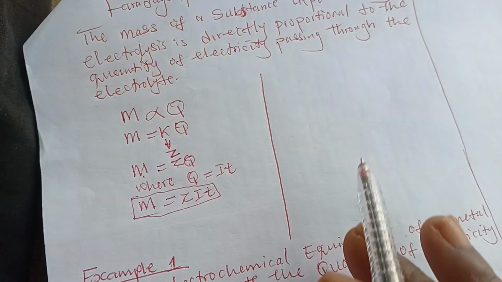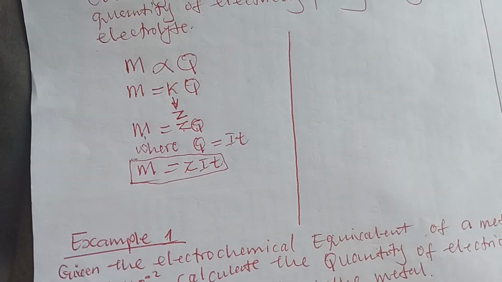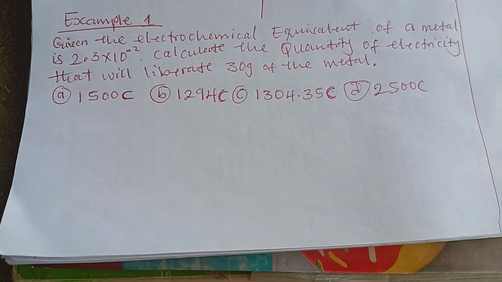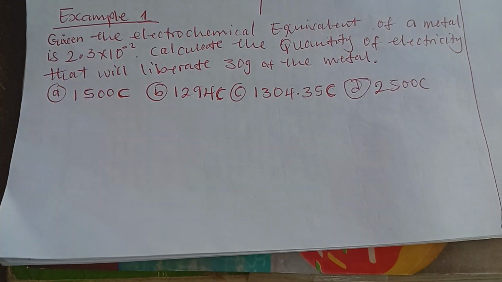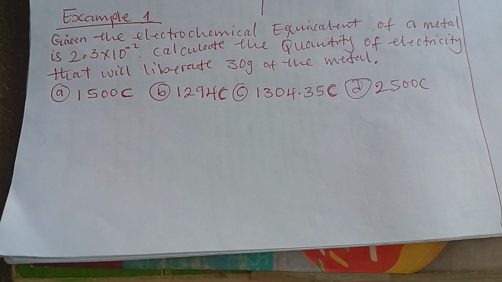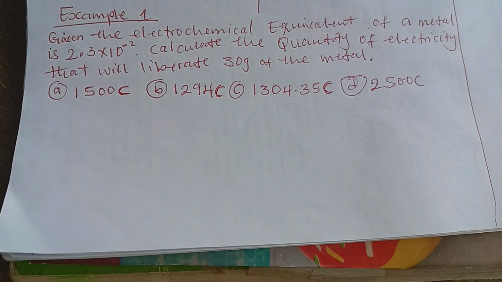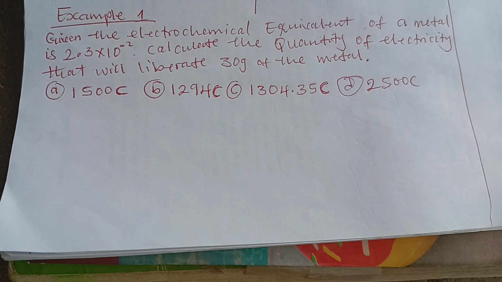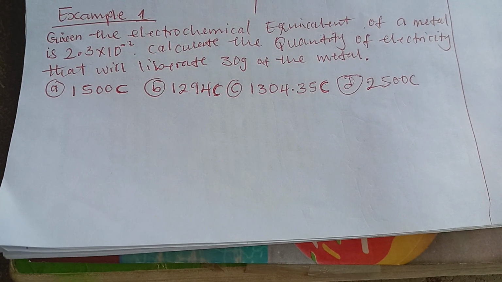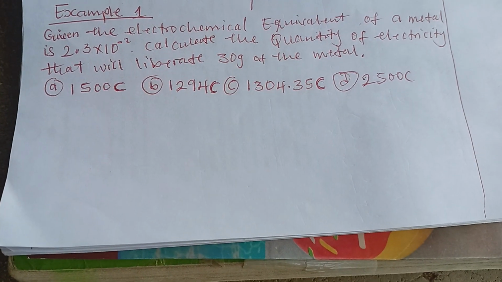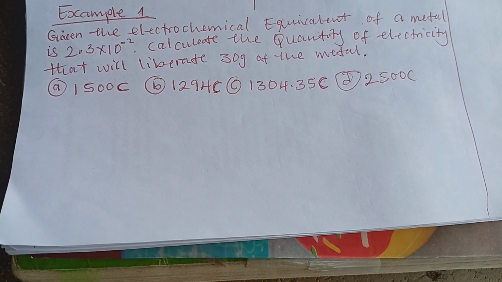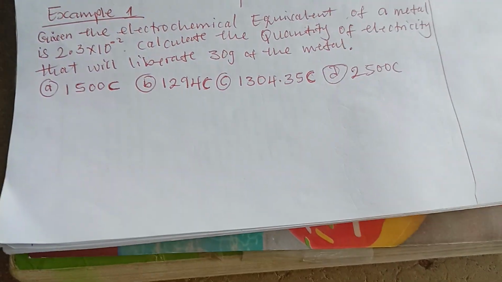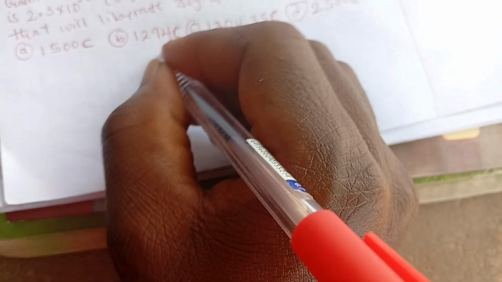So this is it. If a question is given like this: given the electrochemical equivalent of a metal is 2.3 exponential minus 2, calculate the quantity of electricity that will liberate 30 grams of the metal, and they give you these options. It is for you now to see how you can start calculating this. The first thing you're going to do is to bring out your data. Now, we'll write the solution.